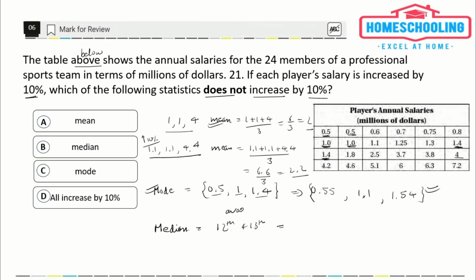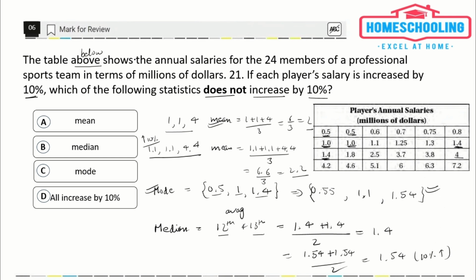So the median would be the average of the middle numbers in these total 24 numbers, and the middle numbers are the 12th and 13th. So that is 1.4 plus 1.4, and we have to find the average. So median would be 1.4. Now the question says if we increase the value by 10%, that is 1.4 would be increased to 1.54. Then 1.54 divided by 2. So as you can see, there is a 10% increase.